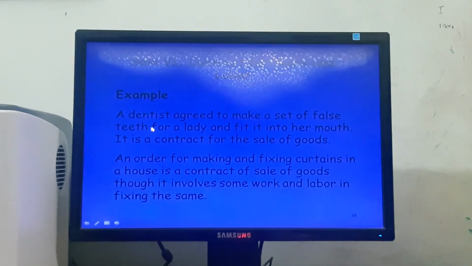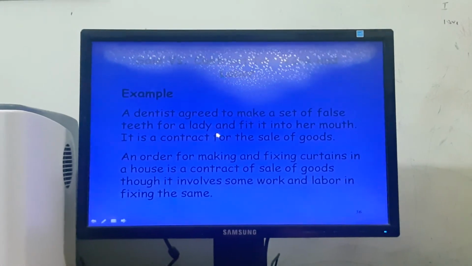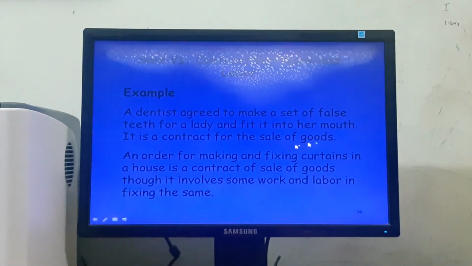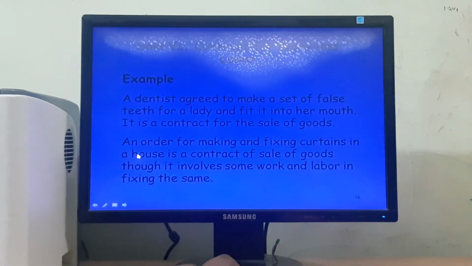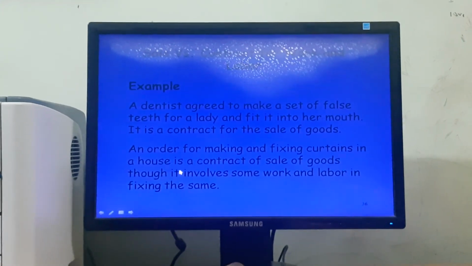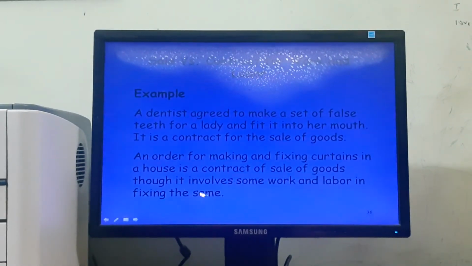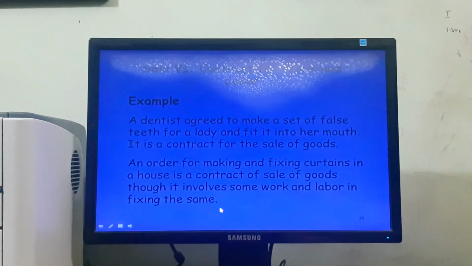For example, a dentist agreed to make a set of false teeth for a lady and fit it into her mouth. It is a contract for the sale of goods. An order for making and fixing curtains in a house is a contract of sale of goods, though it involves some work and labor in fixing the same. Students, in a contract of sale, property in goods is transferred from seller to buyer.